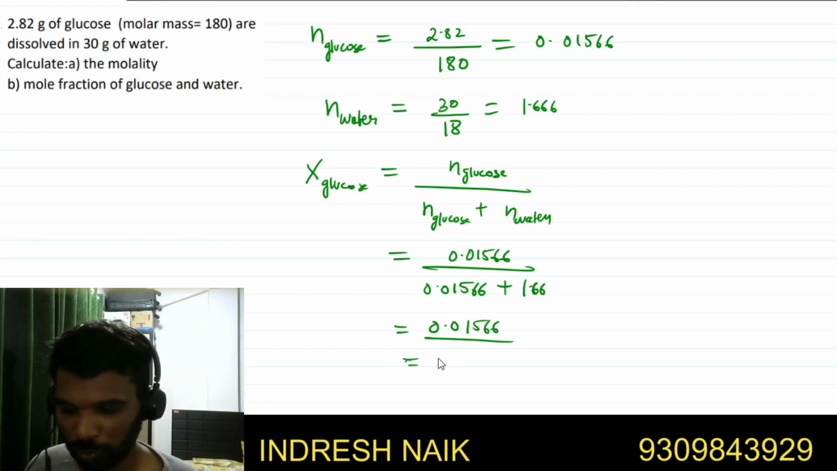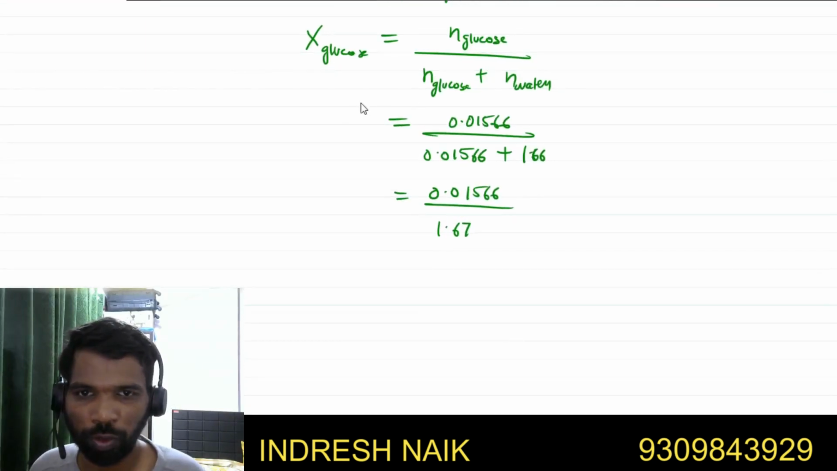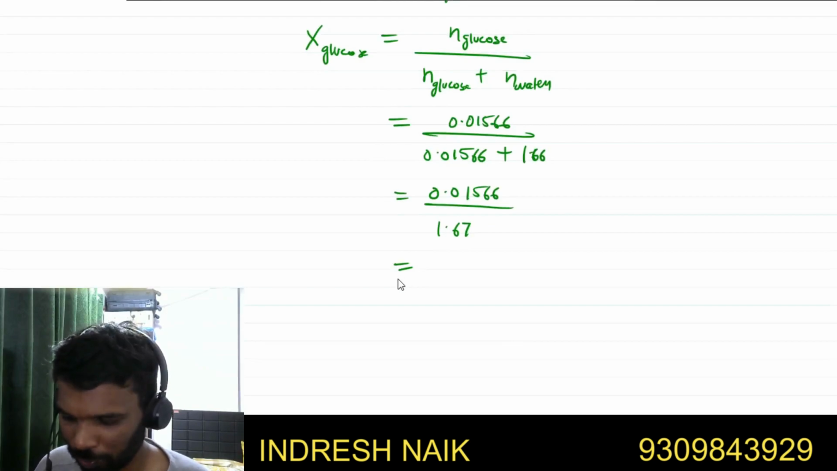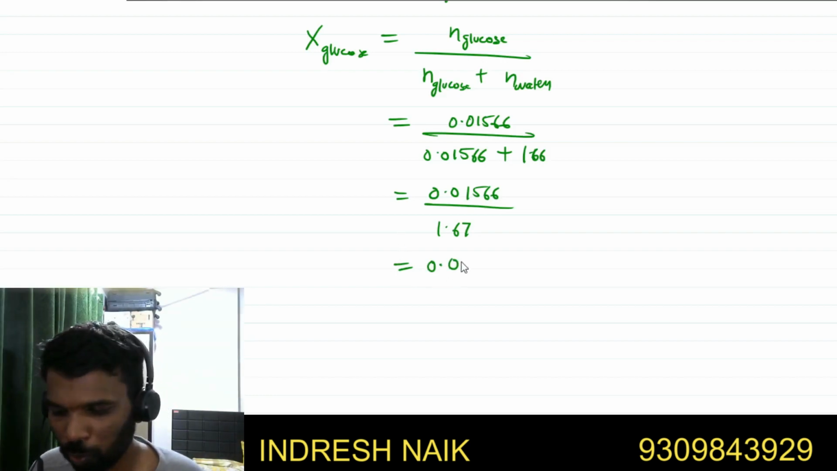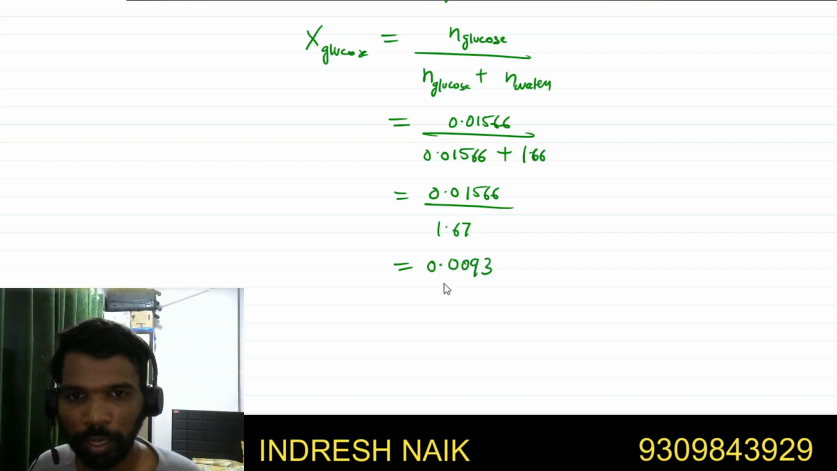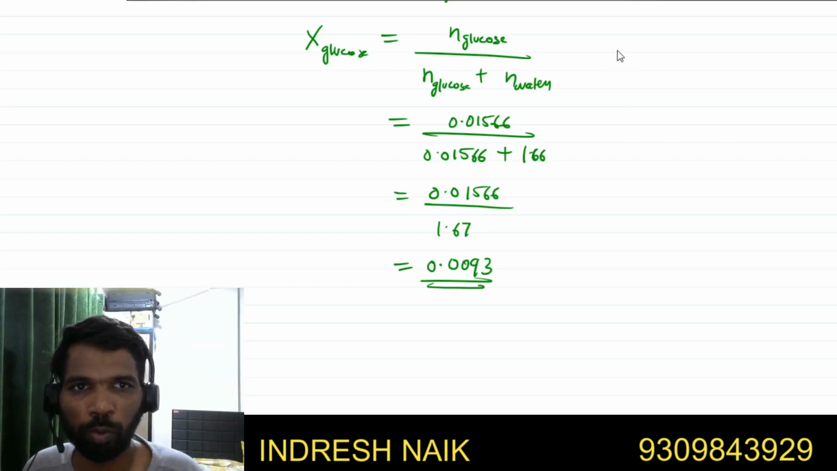So answer is 1.67. This is a mole fraction of the glucose. Sorry, not a mole fraction. Mole fraction cannot be equal to 1. So this will be a mole fraction. That is 0.01566 divided by 1.67. So mole fraction will be 0.0093 of the water. So you can directly use a formula to find a mole fraction.